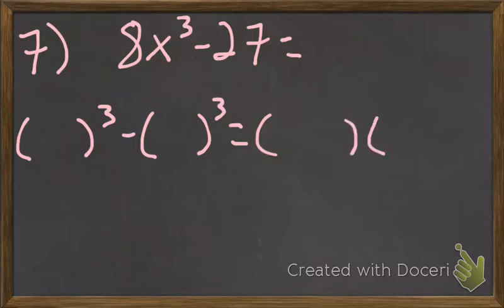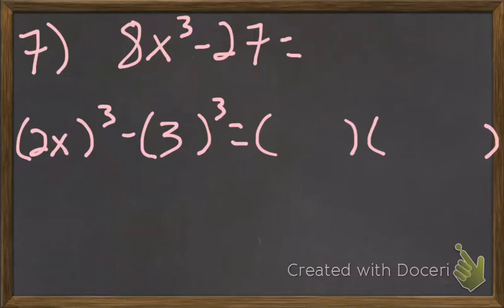See if we can squeeze it in there. So this should be your setup for these type of problems. What times what times what is 8x cubed? The answer is 2x. I'm going to keep the perfect cubes up on the board too. What times what is 27? The answer is 3. And now we simply follow.